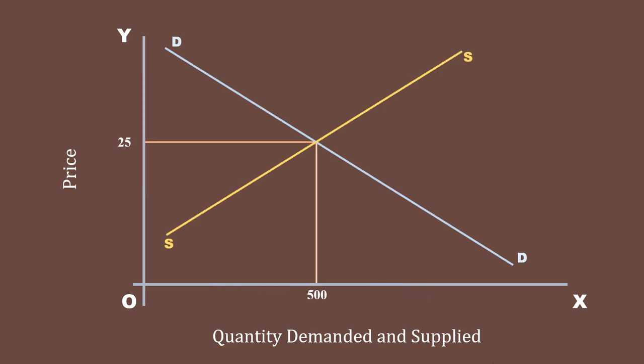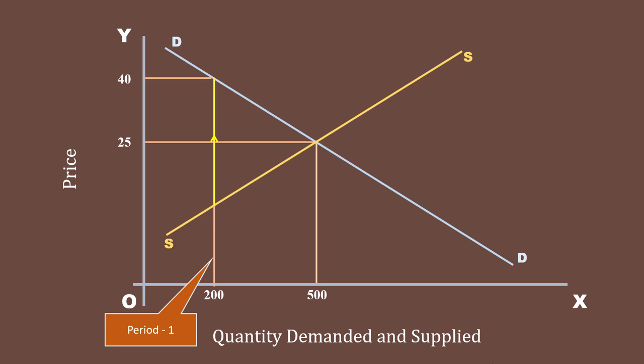Look at this graph. To begin with, the market is in equilibrium. The equilibrium price is 25 rupees. Equilibrium quantity traded is 500 units of wheat. In 1 year, due to adverse weather, the farmers bring only 200 units of wheat to the market. This happens in period 1. The demand condition in the market is given by the demand curve DD. Accordingly, the market takes this output at 40 rupees.